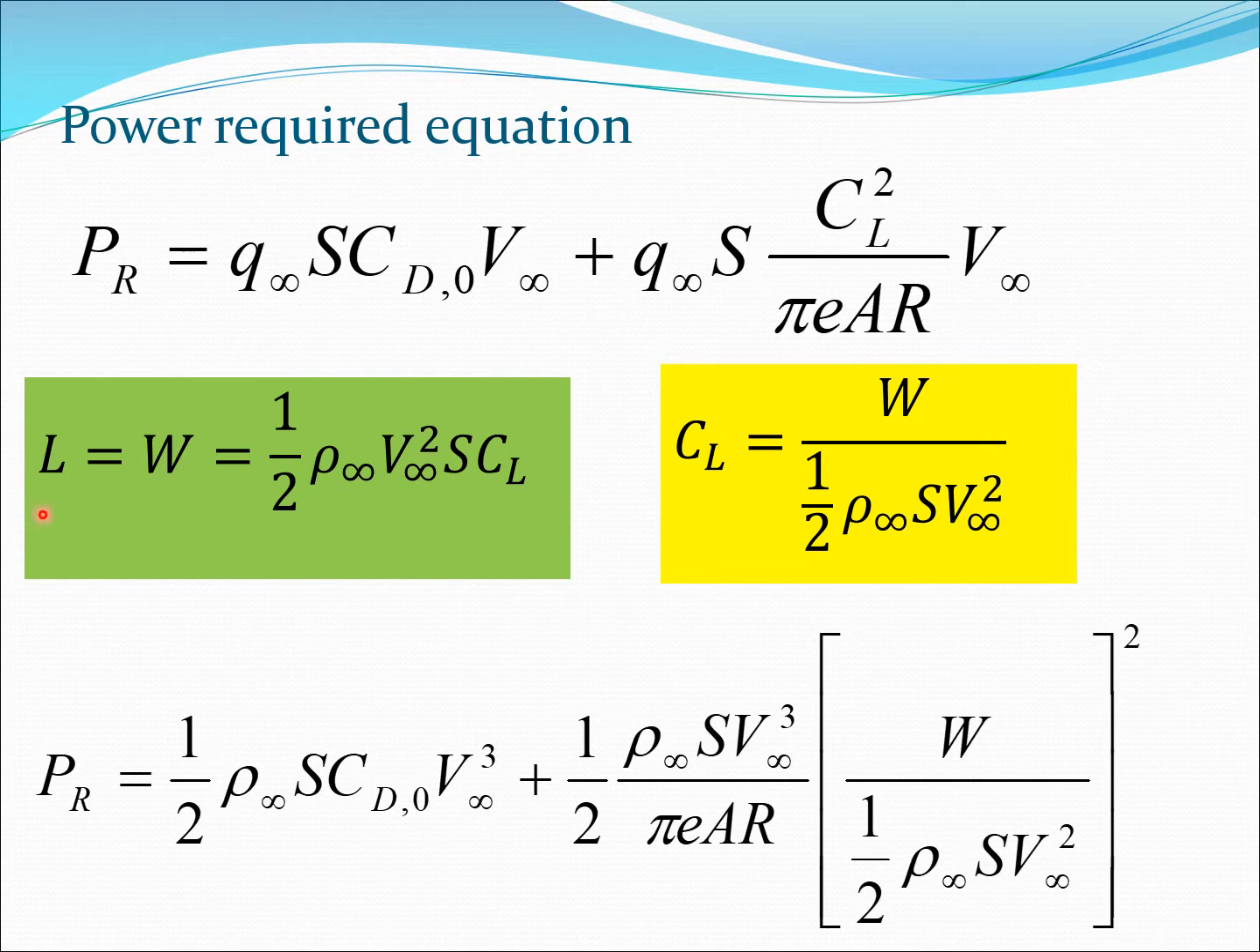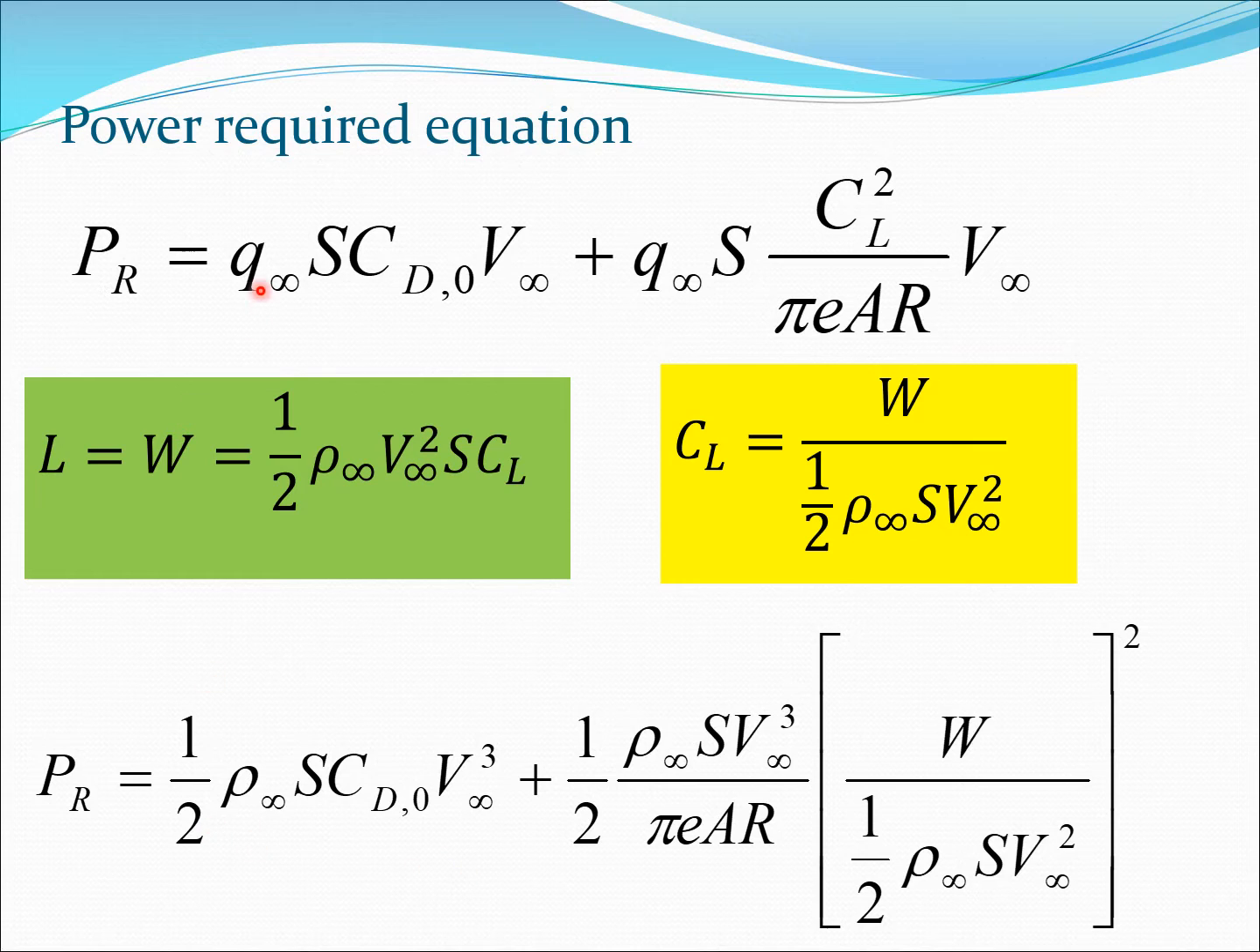So essentially we use the fact that lift equals weight, and this is equal to half rho infinity V infinity square S into CL, and from here I can get the expression for CL as weight divided by half rho infinity S V infinity square, and then I put this expression for CL into the power required equation. So then I get this equation here, that power required is this part dependent on CD0, and then there is one more part here. So this is the complete equation as far as the power required is concerned.